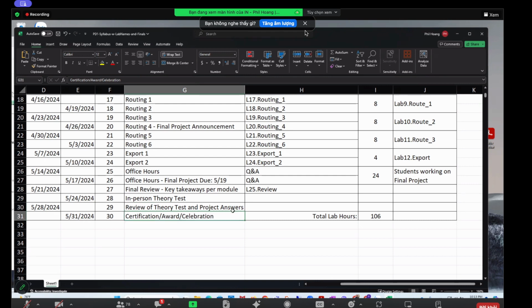Tuần lễ cuối cùng là mình sẽ có ăn mừng lễ cuối khóa, và trao chứng chỉ, cũng có thể trao quà gì đó cho những học sinh xuất sắc, thì chúng tôi chưa biết được.